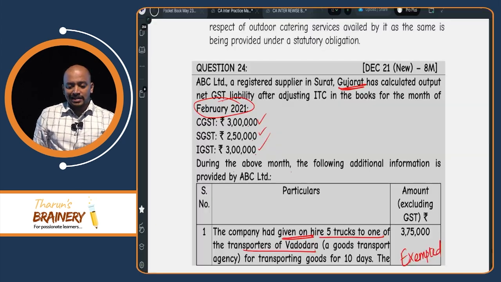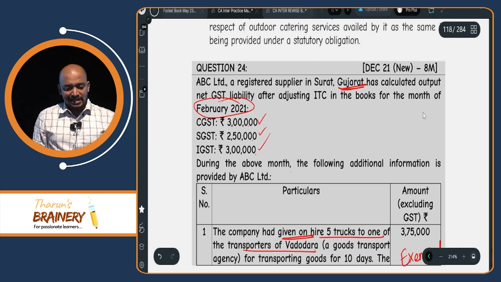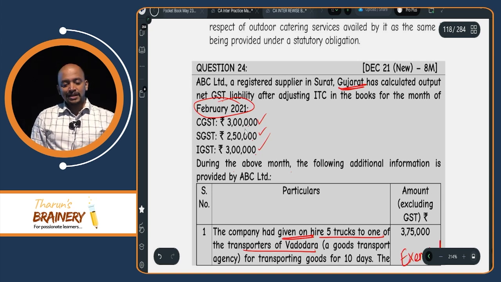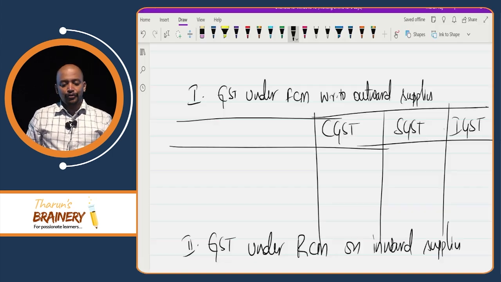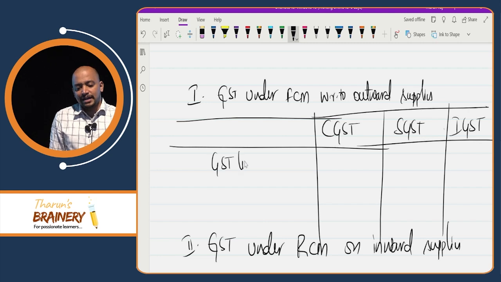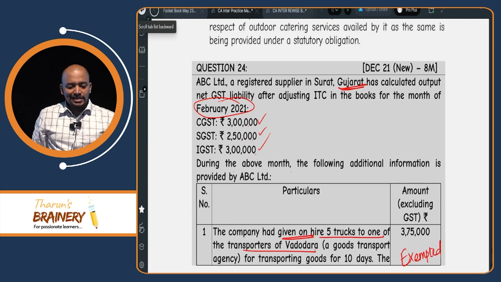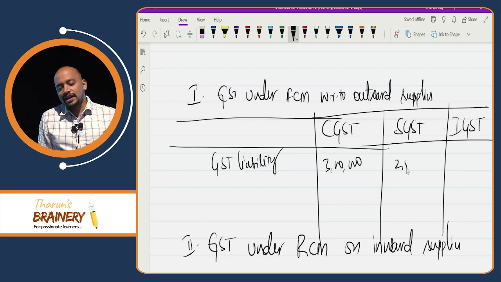And first you will read the transaction. ABC Limited, a registered supplier in Surat, Gujarat, has calculated output tax liability after adjusting ITC this much for February 2021. So this will come in which statement, 1 or 2 or 3? Statement 1. This is GST payable under FCM with respect to outward supplies. So the GST liability given is 3 lakhs, 2 lakh 50 and 3 lakhs. Like that you have taken.